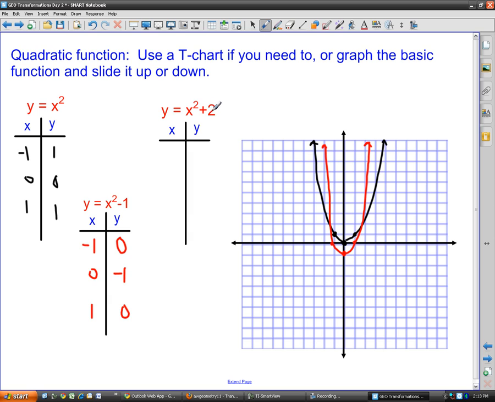Well, because of this +2, it's going to be shifted up. It's outside the x squared, so it should be shifted up 2 units. So I'm going to choose my same values again because they're the easiest to deal with. -1 squared is +1, plus 2 gives me 3. 0 squared is 0, plus 2 is 2, and 1 squared is 1, plus 2 gives me 3.